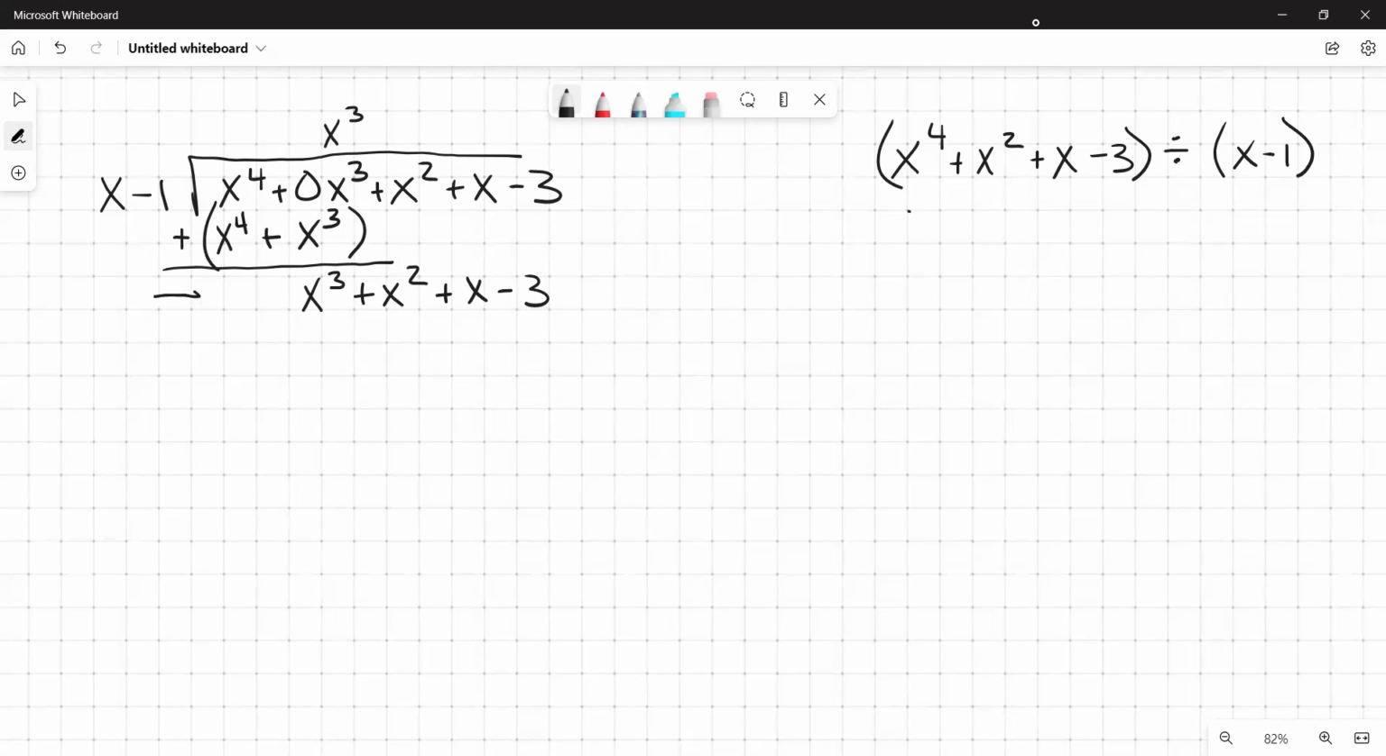Now we divide into this level. X into x to the 3rd goes x squared times. Multiply back through. X squared times x is x to the 3rd. X squared times negative 1 is negative x squared. We're going to subtract.